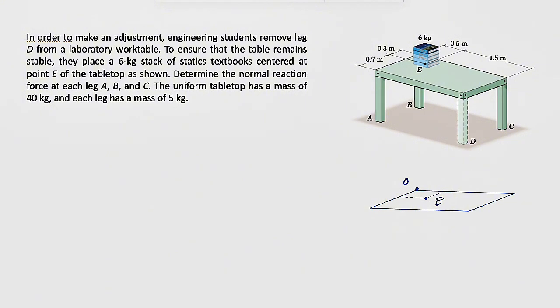In order to ensure that the table remains stable, they place a 60 kilogram stack of statics books centered at point E in order to maintain the balance of this table, and we need to determine the normal reaction force at each leg. So we're going to have three legs A, B, C that we need to figure out the normal force in each, and also we have a uniform tabletop that has a mass of 40 kilograms, and we also have the mass of each leg.